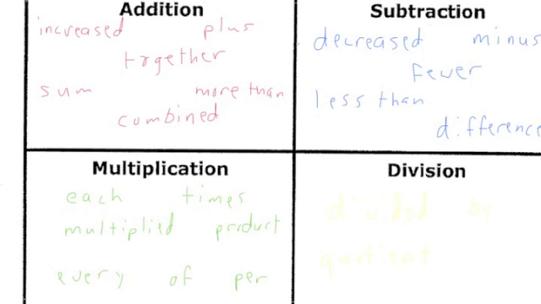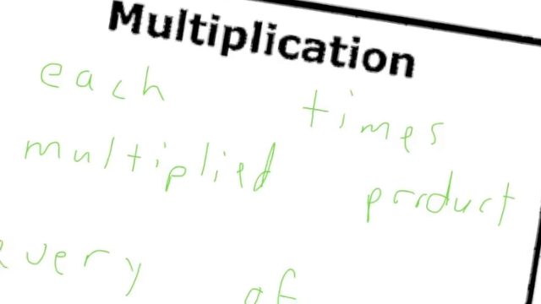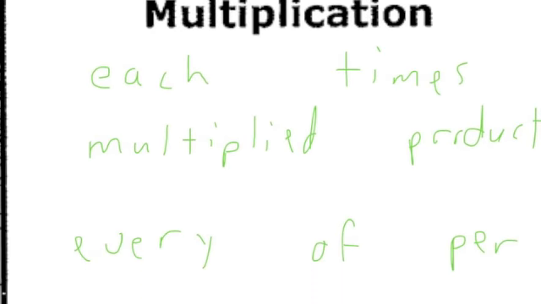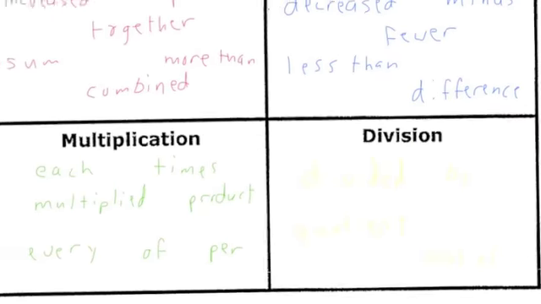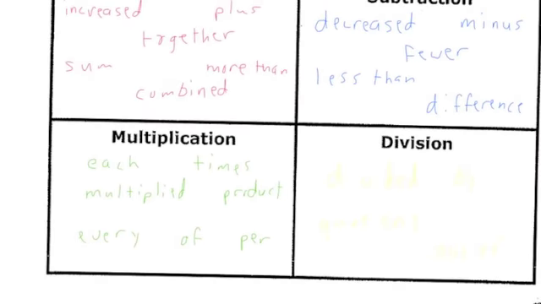Oops, for some reason the video cut off a little bit, so if you didn't catch this, multiplication is each, times, multiplied, product, every, of, and per. And division, we have divided by, quotient, and out of. If you want to pause the screen and make sure you have all of these different words written down, that would be great. Just make sure you know which words go with addition, subtraction, multiplication, and division.